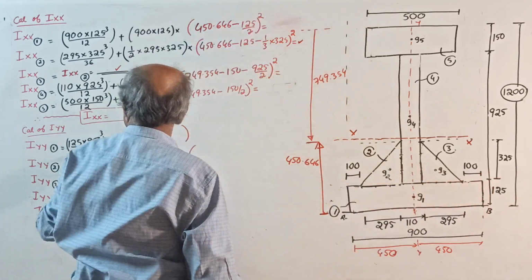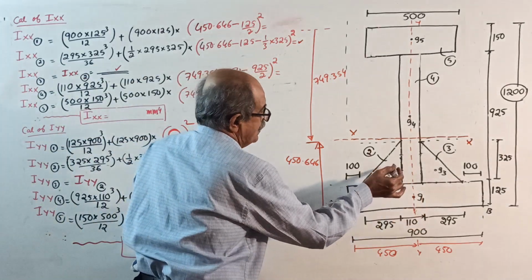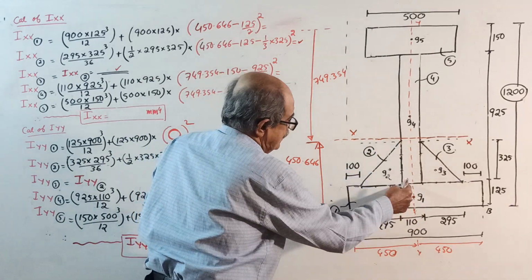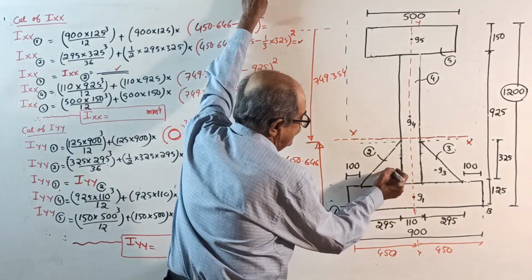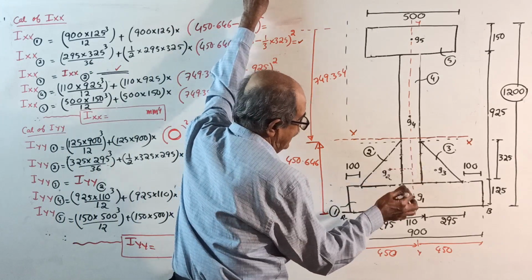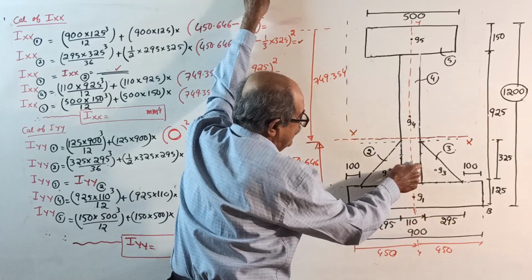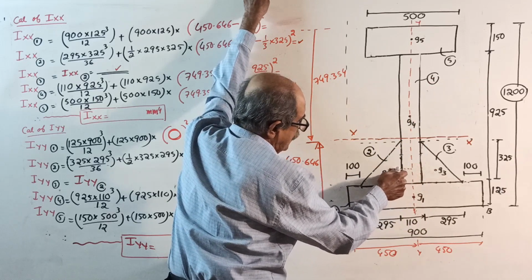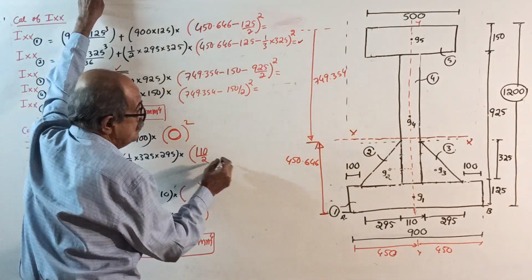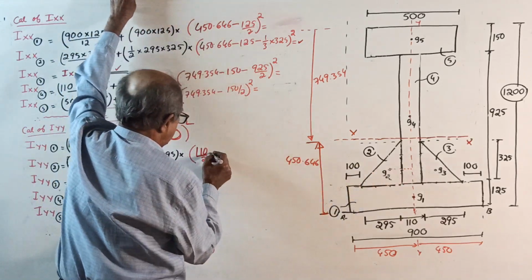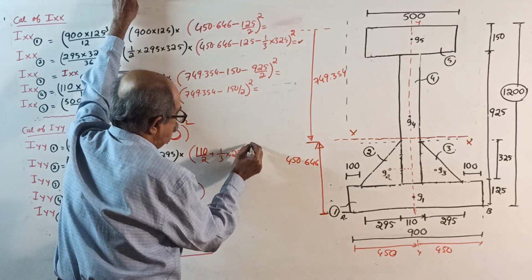Iyy. 125 into 900 cube by 12 plus area into 0 square, since the centroid lies on yy. For this one, its axis is here: 325 into 295 cube by 36 plus area into not 0 square but the distance square. The distance you can put directly if you want. See, this is 110, so this is exactly the midpoint: 110 by 2 plus 1 by 3 of 295, whole square.